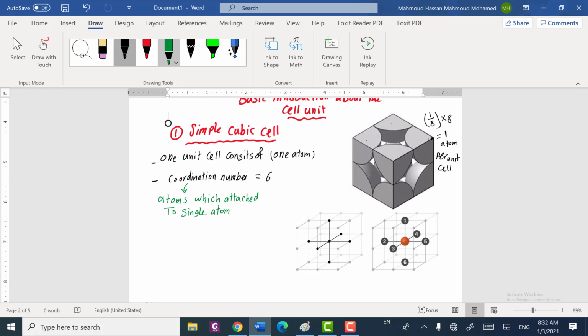When we talk about the volume of the simple cubic cell, we'll find the volume, 52% atoms in the unit cell. The size of the atom, or the space occupied by the atom in this crystal or the simple cubic cell, will be 52%, and we will find 48% empty space.